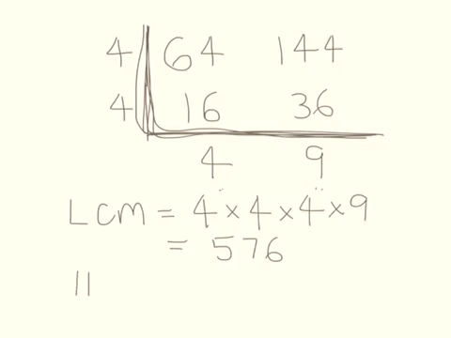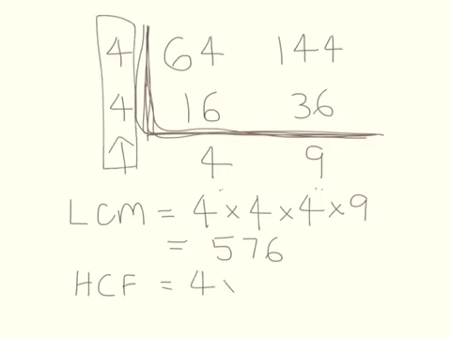For the highest common factor, this one's a little bit easier. It's the numbers that go up high. These two numbers here. So I end up with 4 times 4, which is 16. So the highest number that divides into 64 and 144 is 16.